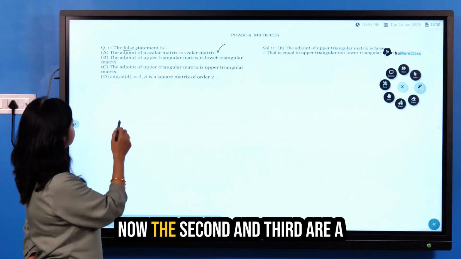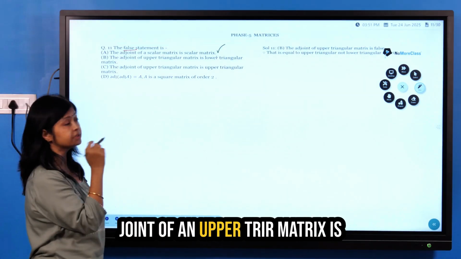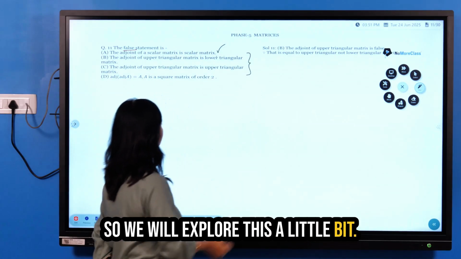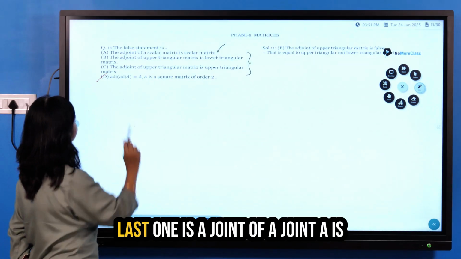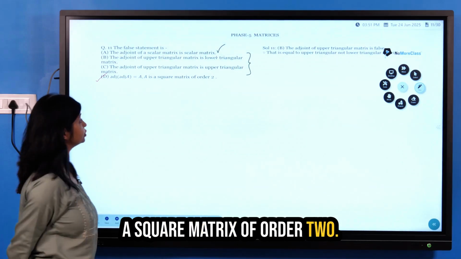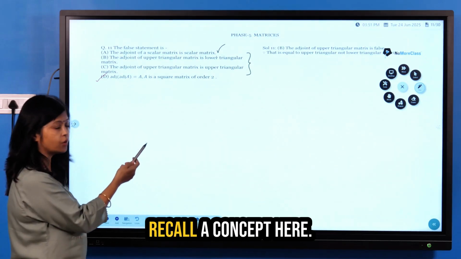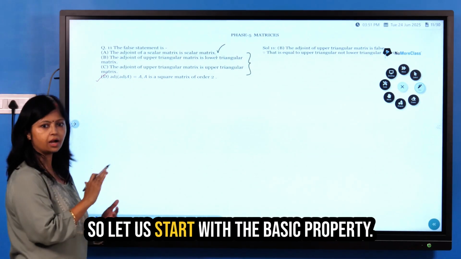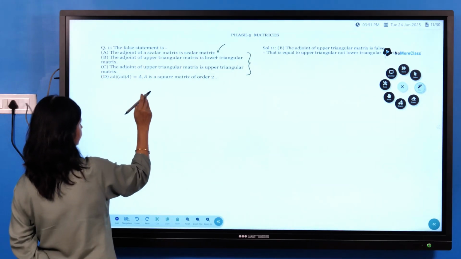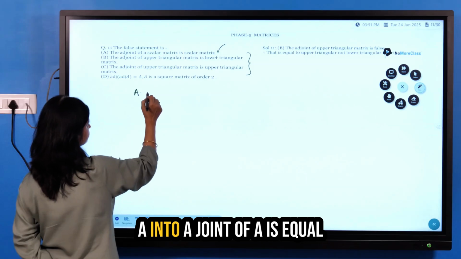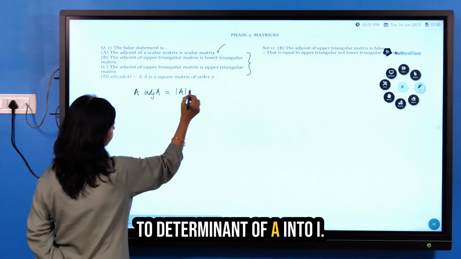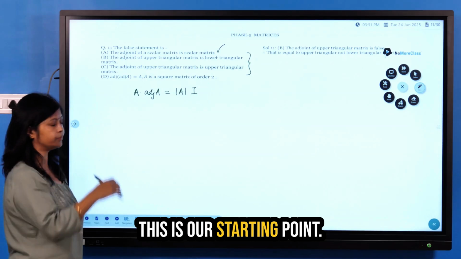All right. Now the second and third are: adjoint of an upper triangular matrix is a lower matrix or upper matrix. So we will explore this in a little bit. The last one is: adjoint of adjoint A is A, where A is a square matrix of order 2. So this one, I just want to recall a concept here. Let us start with the basic property of adjoint: A into adjoint of A is equal to determinant of A into I. This is our starting point.